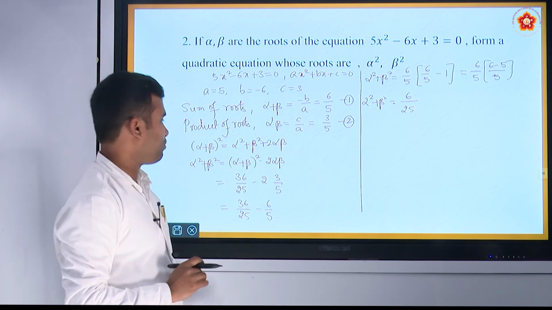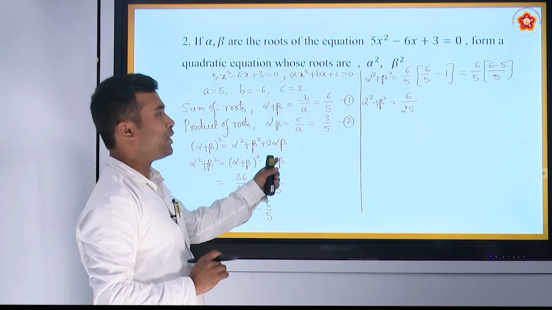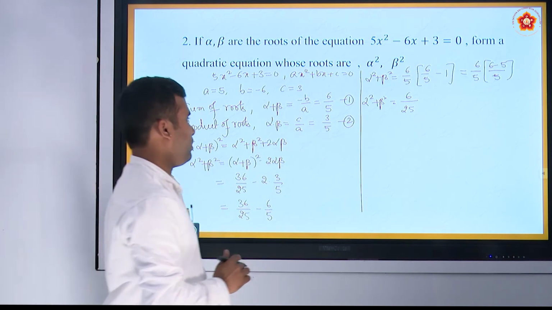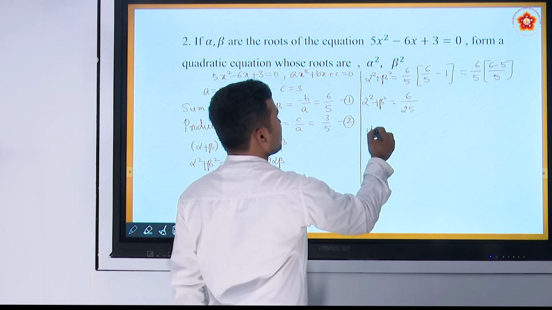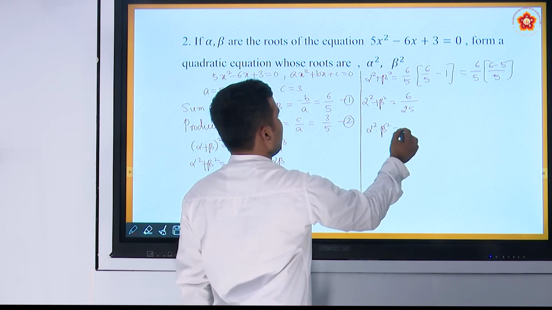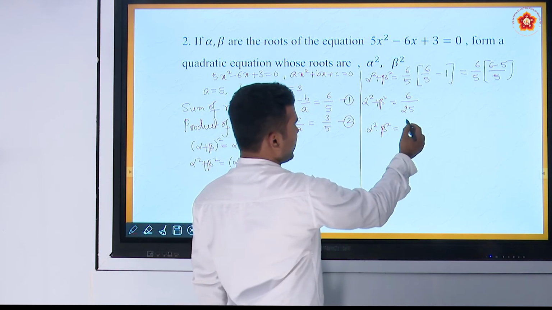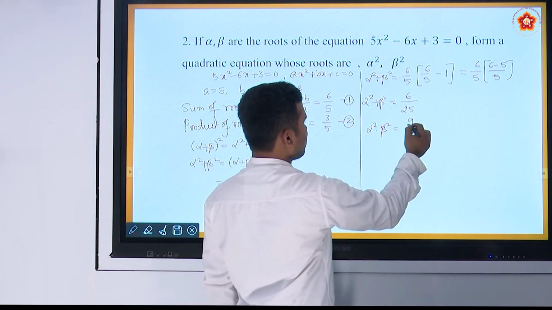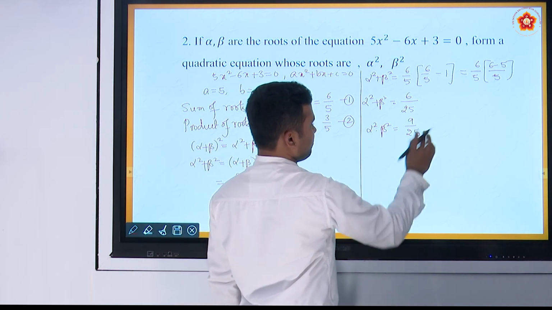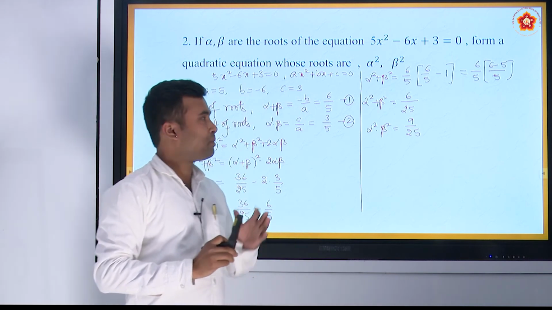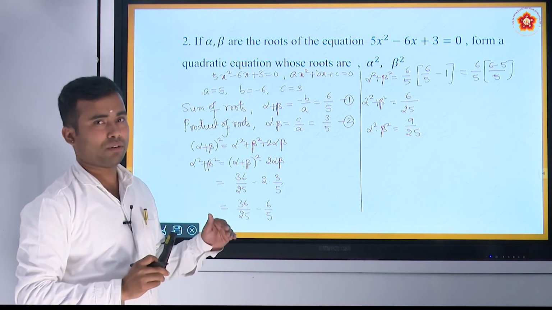Now I want the product of roots. Product of roots is what? Alpha square into beta square. Okay, from equation 2, what is alpha square into beta square? If you make it square on both sides of equation 2, you will get 9 divided by 25. So we got the sum of the roots as well as the product of roots.